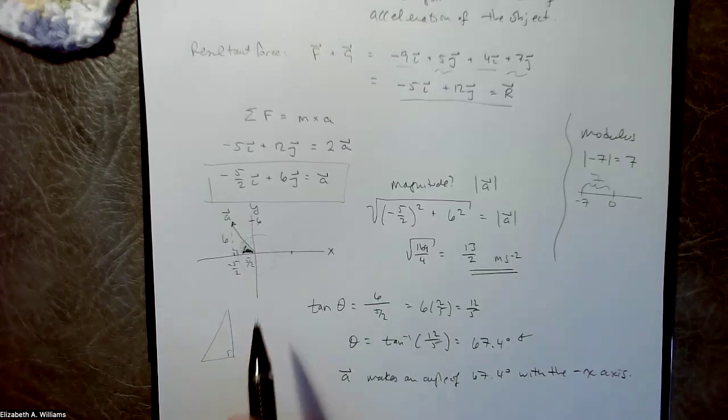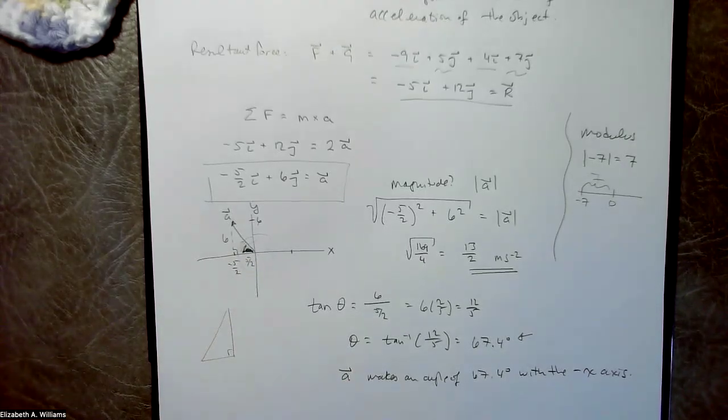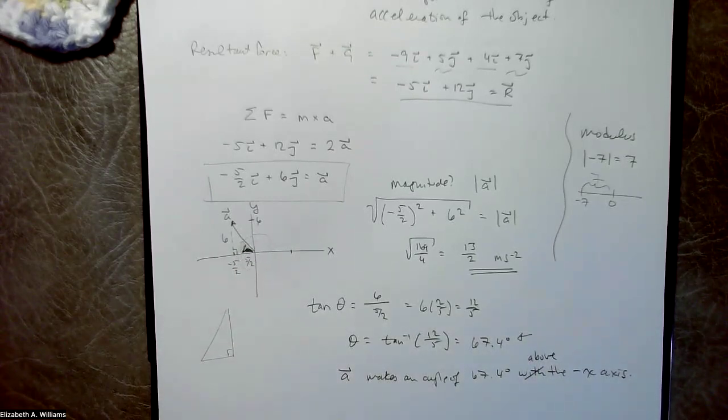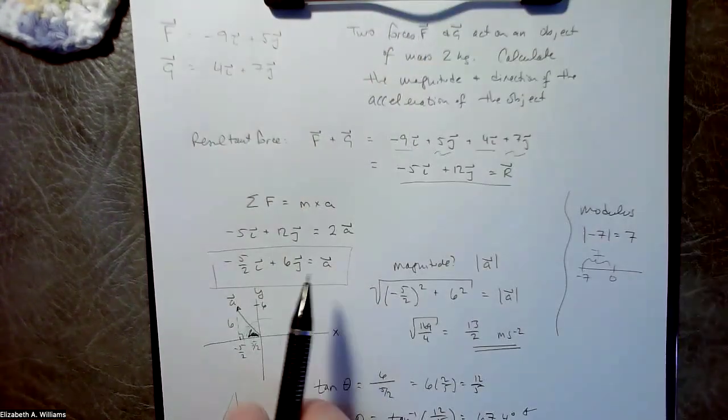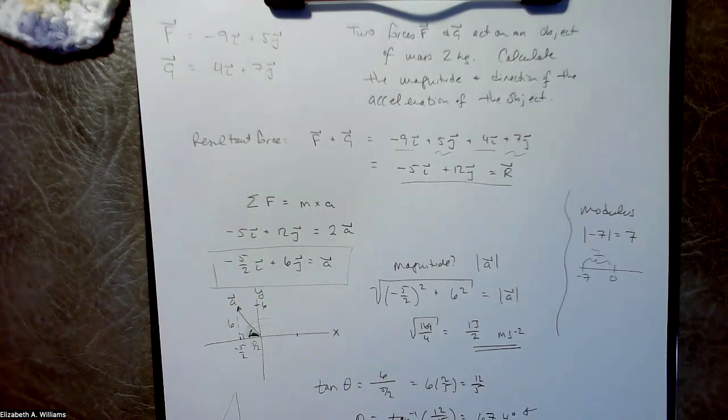Okay, and it's clear from my picture that I mean this angle sitting up here. I could say it makes an angle of 67.4 degrees above the x-axis. That's better, so I know I'm sitting up here and not down here in the third quadrant. Okay, so that's how you play with mass and acceleration when they give you a question like that.